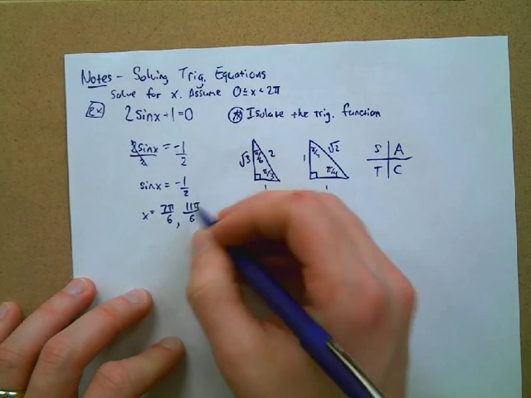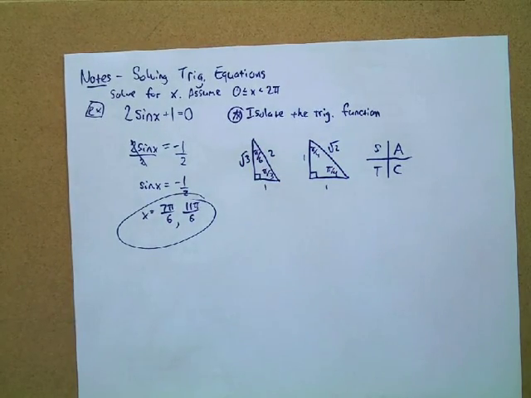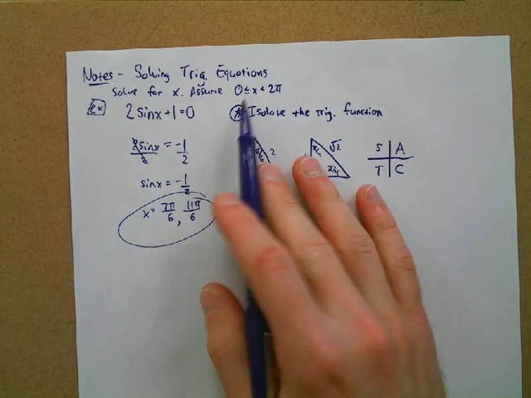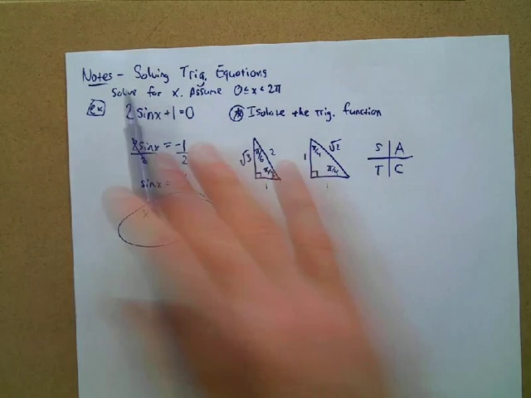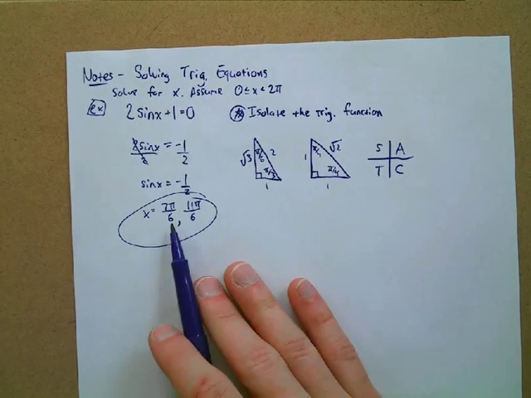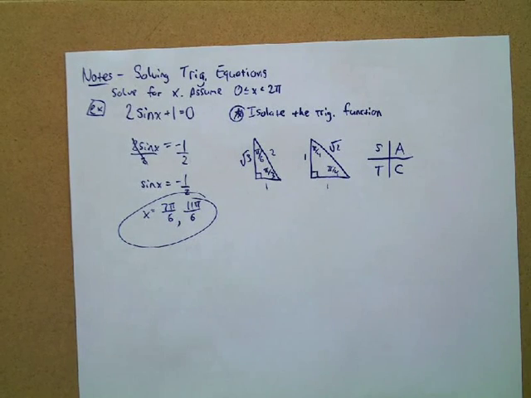Again, we're sticking with just x values between 0 and 2 pi. Really, there's an infinite number of answers. If I didn't have this limit in here, so if I just said solve for x, what could I do with this 7 pi over 6 or 11 pi over 6? What could I do to those two numbers to get additional answers that would also solve this equation? What could we do to 7 pi over 6, for example? What could we do?